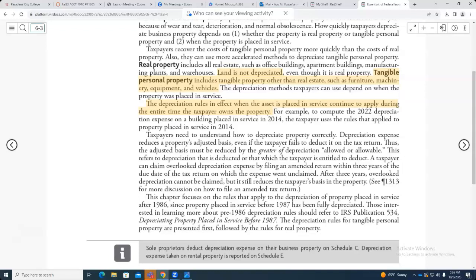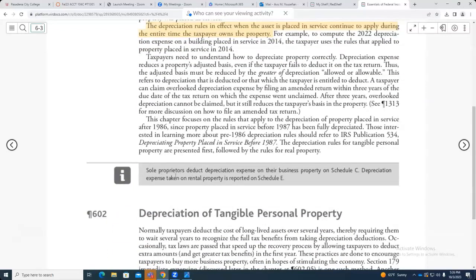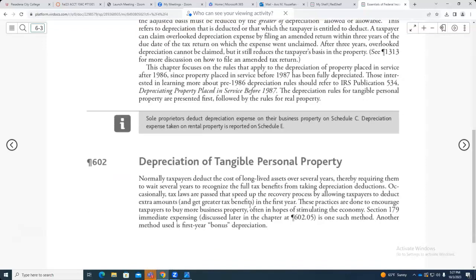Okay, let's see. So let's read this example. Sole proprietors deduct depreciation expense on their business property on Schedule C. Depreciation expense taken on rental property is reported on Schedule E. So if you have a rental property, that will be reported in Schedule E, not C or anywhere else. But if you have a business property, then obviously you depreciate that in Schedule C.